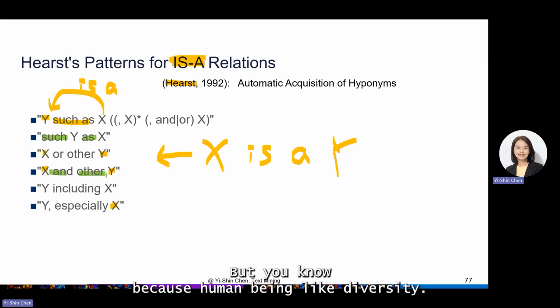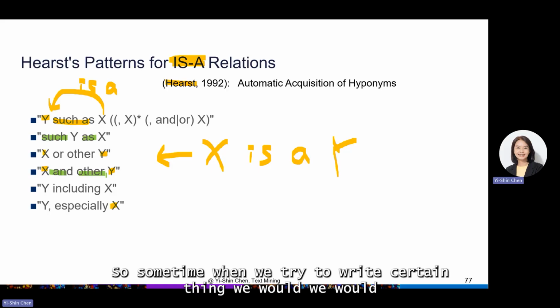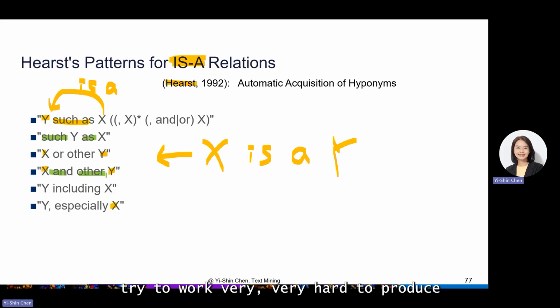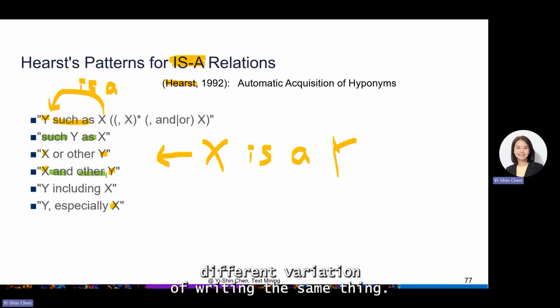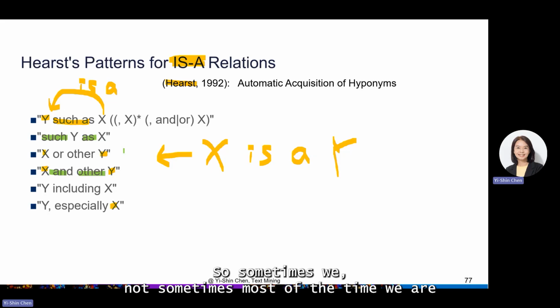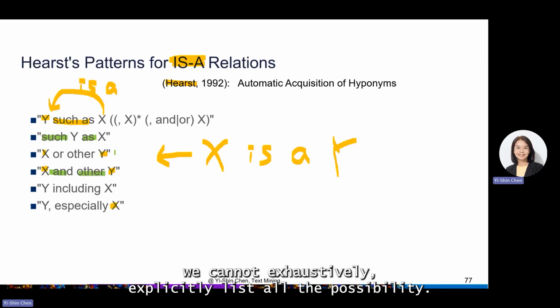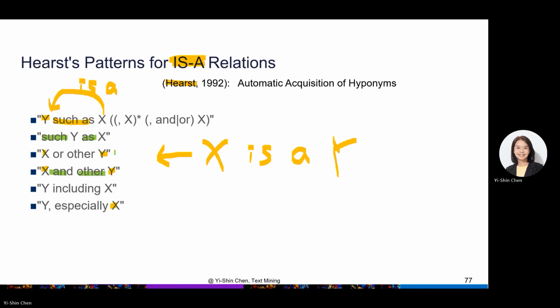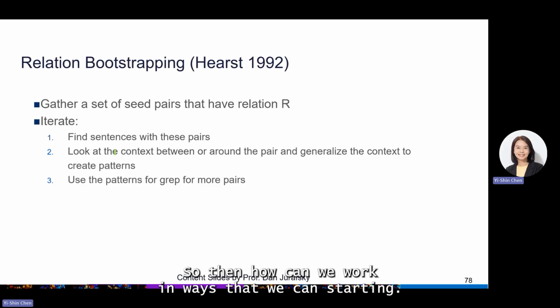But human beings like diversity. So when we try to write something, we work very, very hard to produce different variations of writing the same thing. So most of the time, we cannot exhaustively, explicitly list all the possibilities. So how can we work with that? We can start with bootstrapping. This is a very useful strategy.